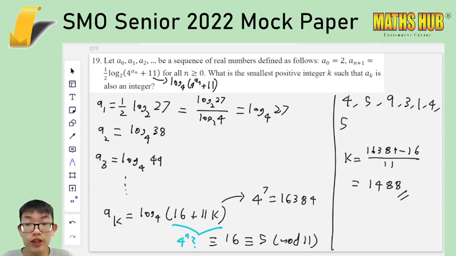So once you have gotten this, don't keep on trying to use logarithms. You can say that I finished the logarithms part of the problem and I should move on to treat this as a new problem. 16 plus 11k is a power of 4. When's the smallest time that this will happen?